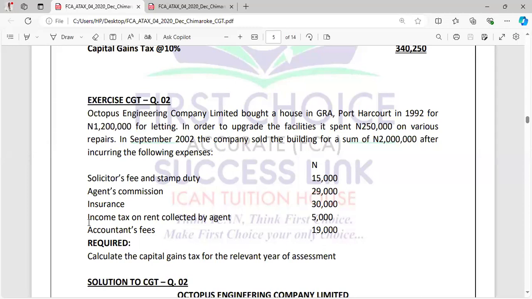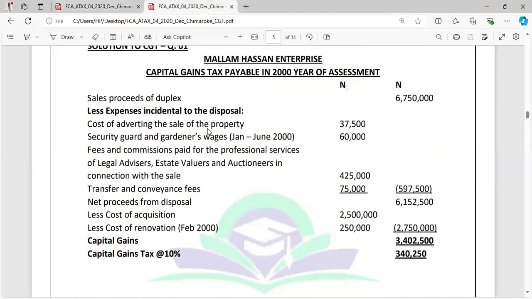Now, accountant fees. So if I were you, I'll be ticking good to those ones that are allowable. The ones that are not allowable, I'll just put a small X showing it's bad. I'm not going to use it. Now we are told to calculate the capital gains tax for the relevant year. We've said that the relevant year is 2002.